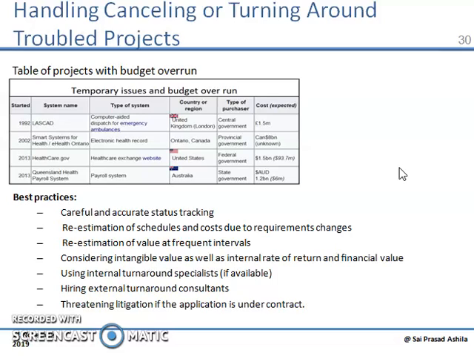The best practices are careful and accurate status tracking. We should track the status well, and re-estimation of schedules and cost due to requirement changes has to be done. Re-estimation of the value at frequent intervals, and hiring external turnaround consultants when we are sure that the project has to be turned around. Because being professionals in developing, we cannot be professional in estimating the turnaround loss of the company, and we cannot make an appropriate decision on turning around or canceling the projects.